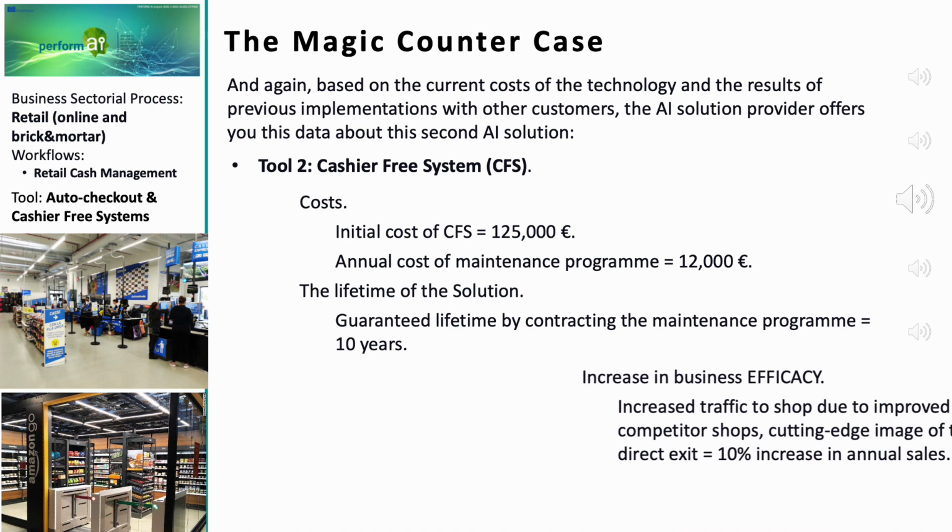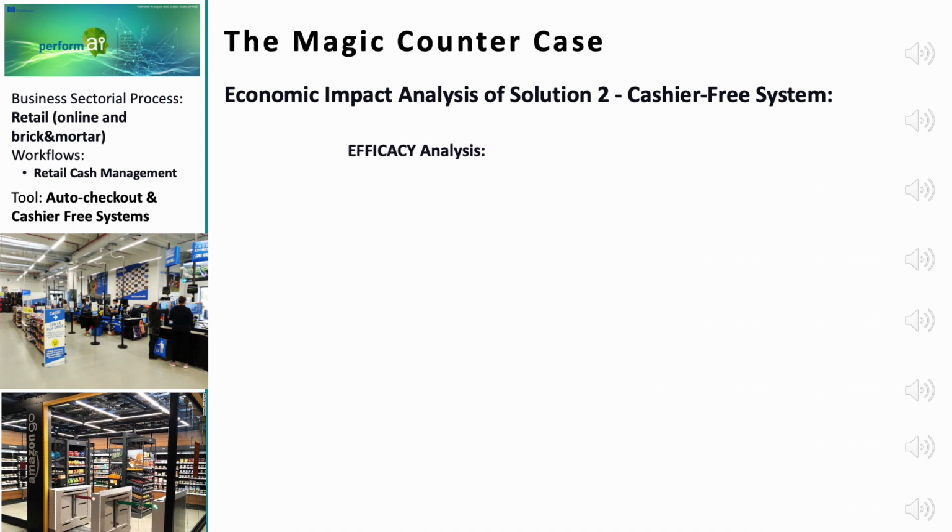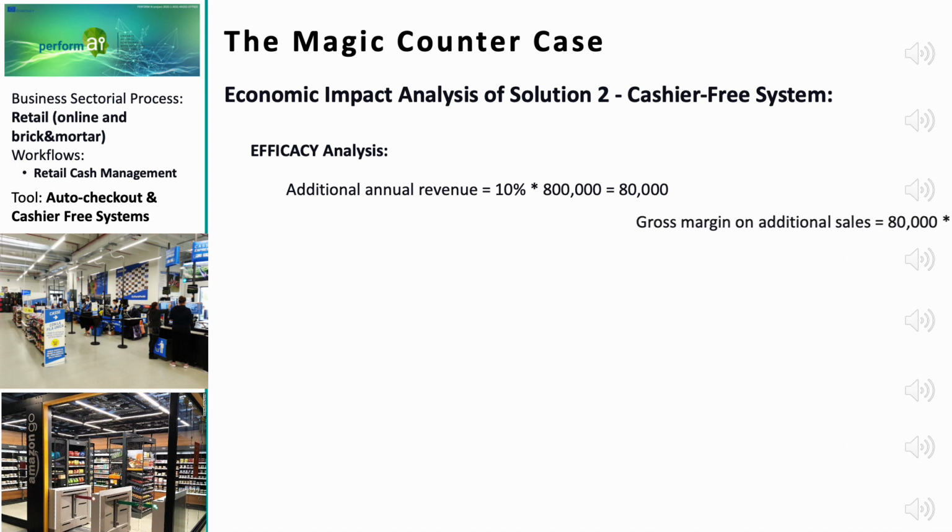Increase in business efficacy. Increased traffic to the shop due to improved customer satisfaction over competitor shops. Cutting-edge image of the shop and uncontrolled direct exit equals 10% increase in annual sales. Increase in process efficiency. Staff cost savings equals 1 person per shop ratio. Efficacy analysis. Additional annual revenue equals 10% multiplied per 800,000 is equal to 80,000. Gross margin on additional sales equals 80,000 multiplied per 40% equals €32,000. Multiplied per 10 years equals €320,000.